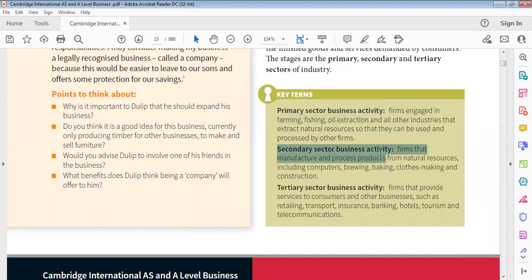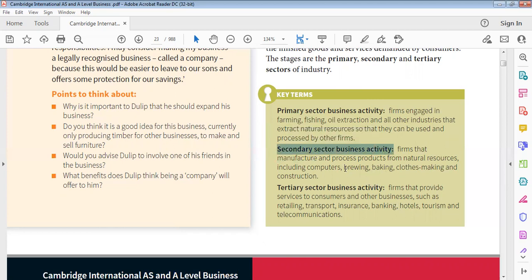And then we have the secondary activity, and you can guess what this is. They are involved in the manufacturing process. Manufacture is the key word here. They use the raw materials. The primary sector guys have already extracted the raw materials. Now it is the job of the secondary business activity to use those raw materials and convert them into finished goods. Anything you manufacture in any factory is part of the secondary industry or secondary business activity.